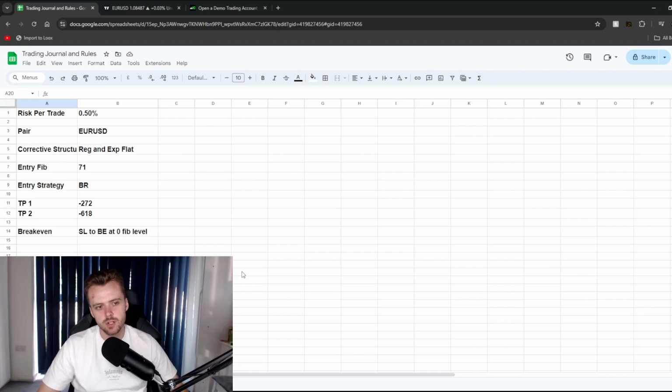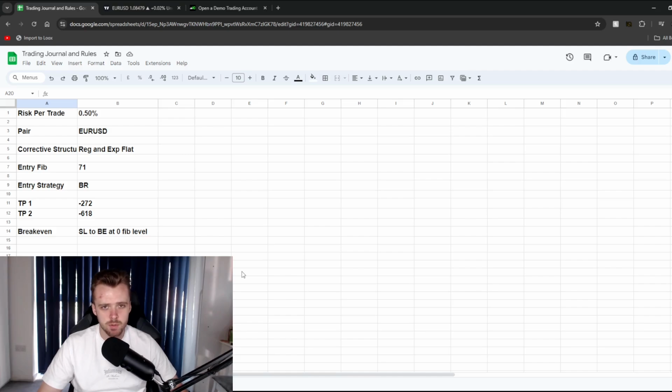So my risk per trade is going to be 0.5%, and I'll be trading on the 1 hour time frame. You may be thinking that's quite low risk, but the thing to think about is it's a funded account. This isn't a live account, so the drawdown you can have on it is a lot less than it would be on a live account, okay?